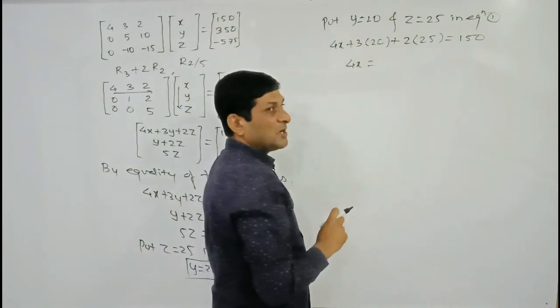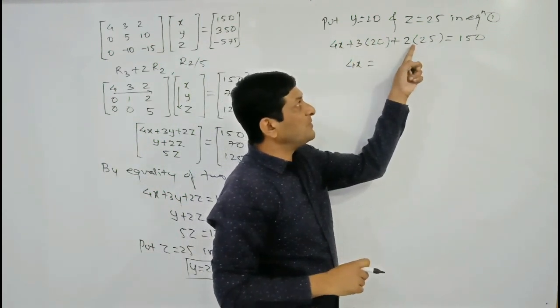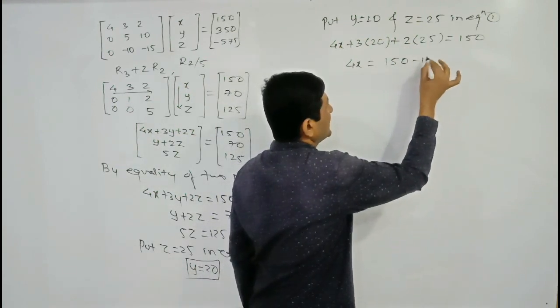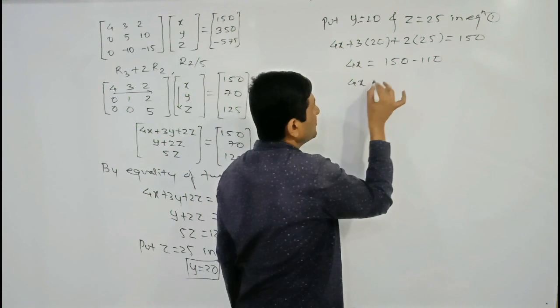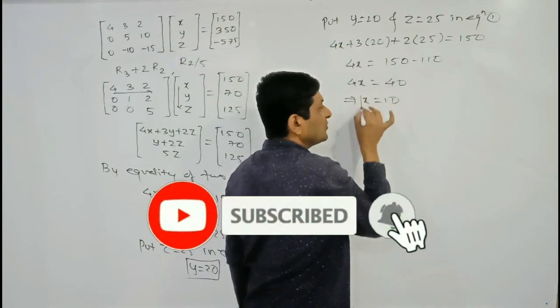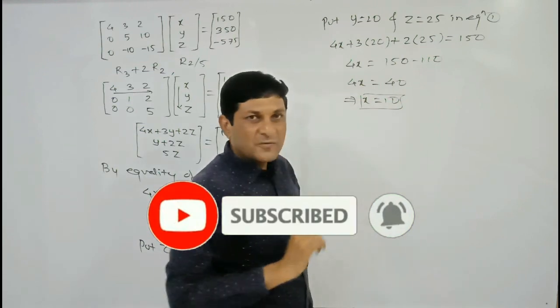3 into 20 is what? 60. 60 plus 50 will be 110. 110 on this side will become minus 110. So 4x will be equal to 40, which implies that x will be equal to 10. In this way we have got the value of x also.